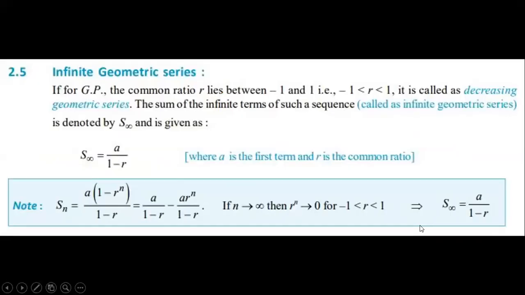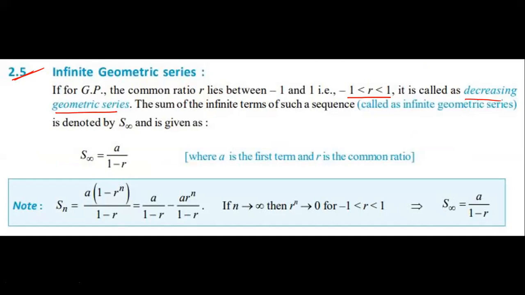Just to discuss now. Once again, I'm giving an infinite geometric series. R, the common ratio, lies between -1 and 1. Like this, students, see. It is called a decreasing geometric series. If R is greater than 1, it means increasing.